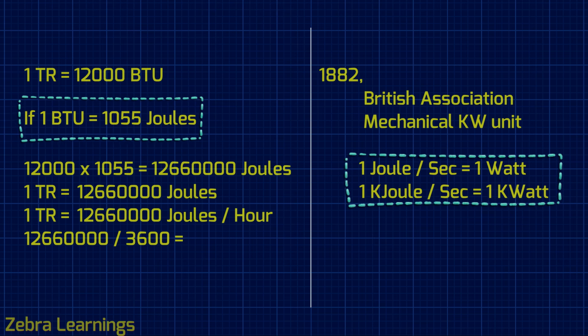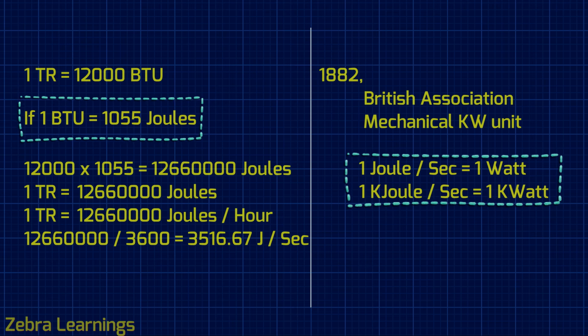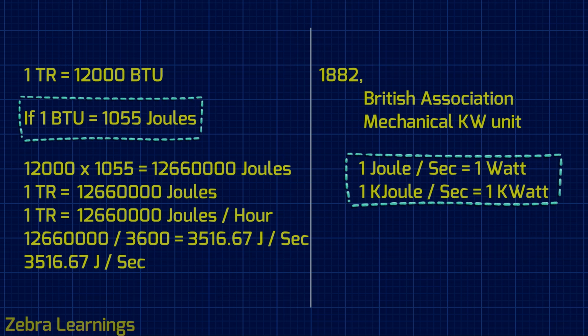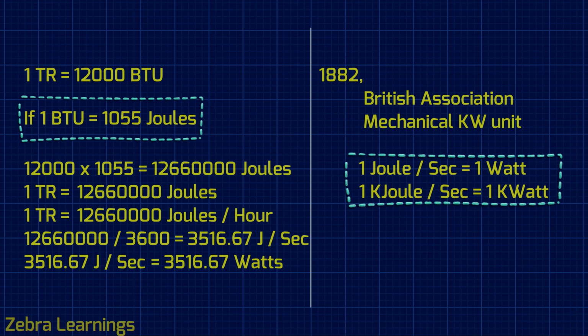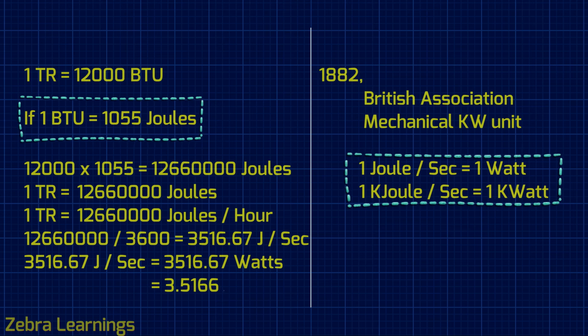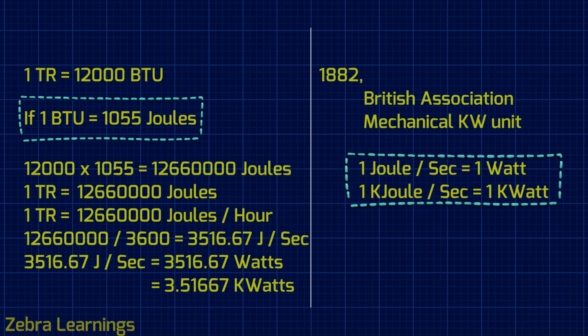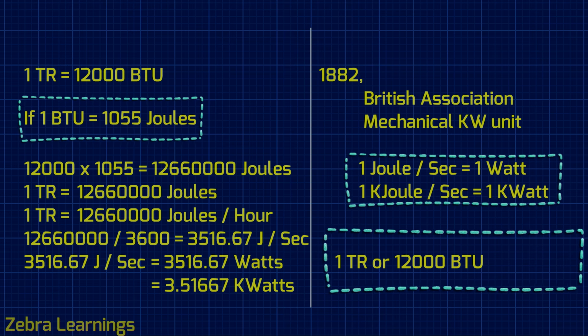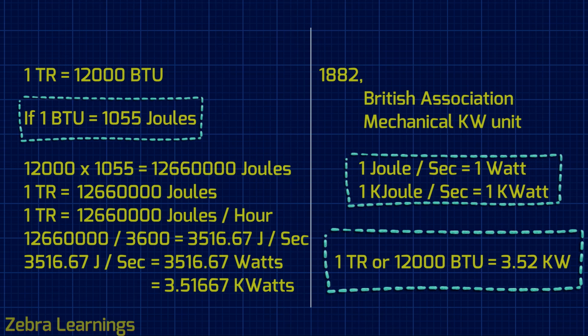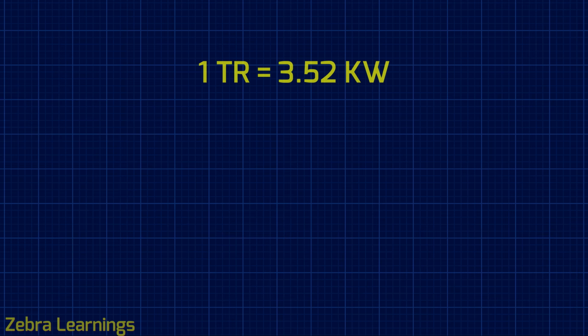12,000 BTU at 12,660,000 divided by 3600 is equal to 3516.67 joules per second. If 1 joule per second is equal to 1 watt, then 3516.67 joules per second is 3516.67 watts. When converting this to kilowatt, we get a value of 3.51667 kilowatt. When rounding this value to the industry standard, we get 1 TR at 12,000 BTU is equal to 3.52 kilowatt. So, this is exactly how we got 1 TR as 3.52 kilowatt.